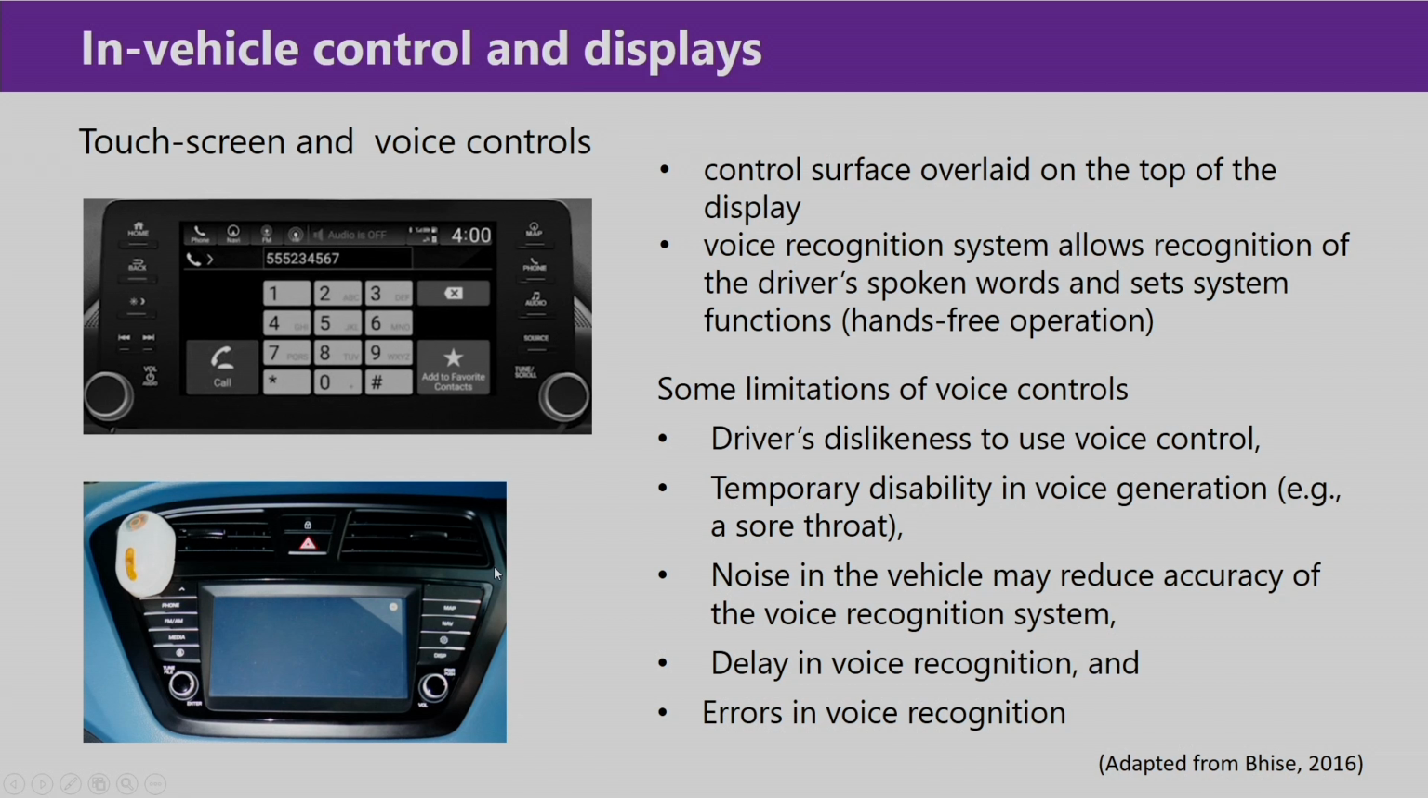Now, there are other types of controls like touch screen and voice control. In touch screen, the control surface is overlaid on the top of the display. In case of voice control, the voice recognition system allows recognition of the driver's spoken word and sets system functions. This is very useful for hands-free operation. By making a particular word or particular sound, we can activate different types of controls and execute the task.